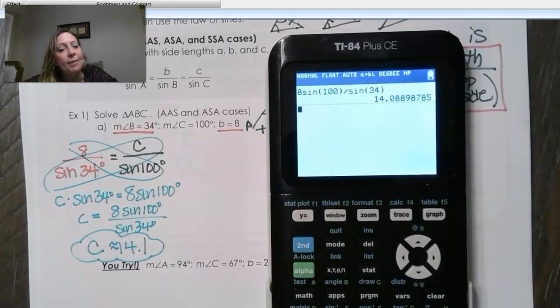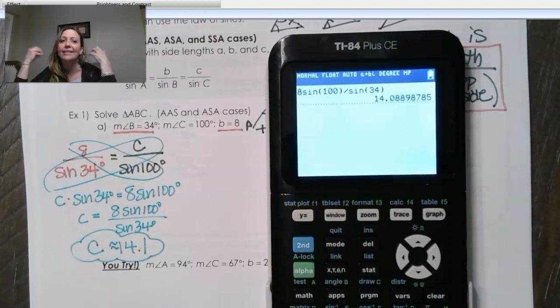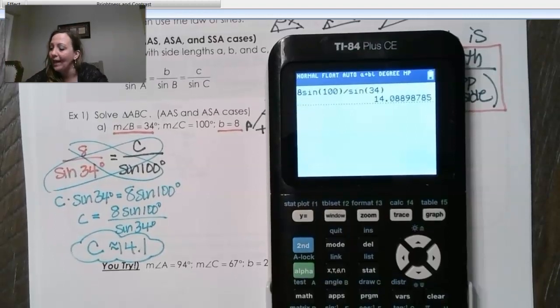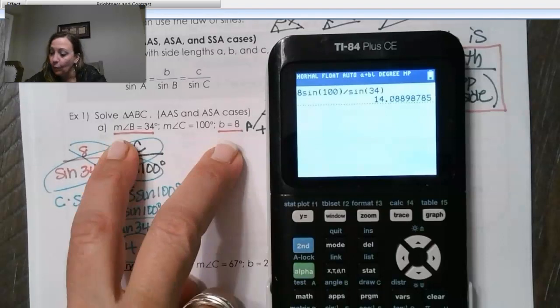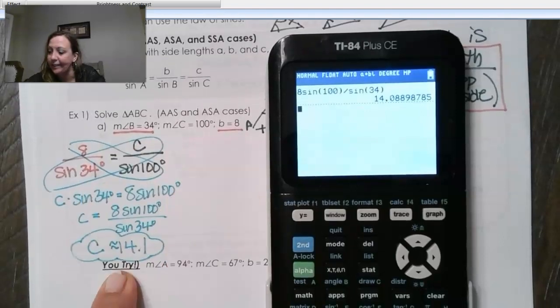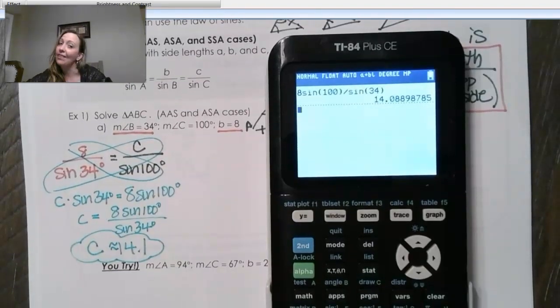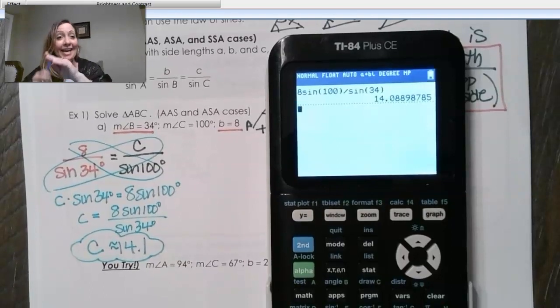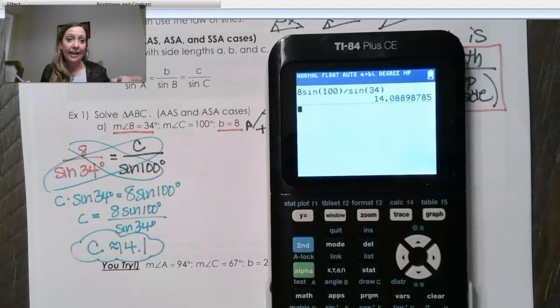We're not. Remember what it means to solve a triangle? To solve a triangle means we want to find all the sides and all the angles. Well, we have side B and angle B. We now have side C and angle C. So what's missing? That's right, side A is missing and angle A is missing.